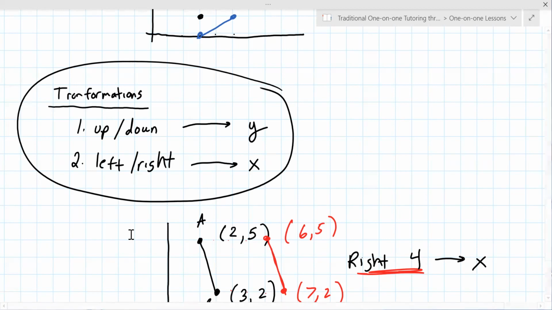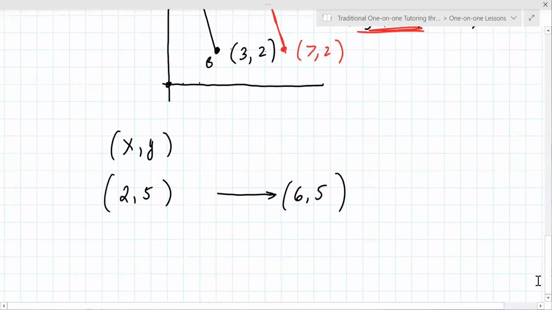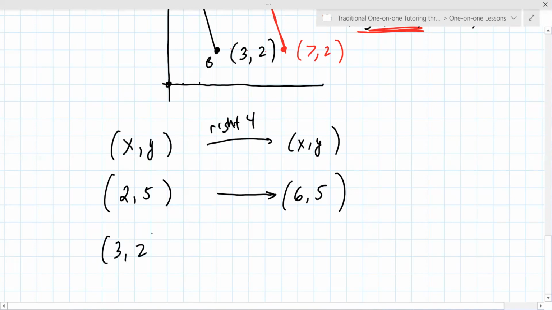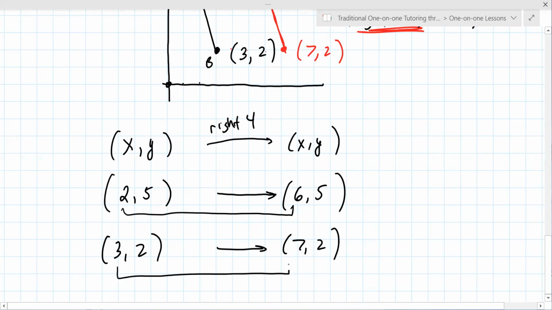Left or right? So you're saying right? Yeah, left or right. So sometimes X is called horizontal and Y is called vertical. So these all mean kind of the same thing. I'm glad you picked up on that. So this time we went right 4. The next point was (3, 2), and it went to (7, 2). So notice that only the X value changes when you're going left or right.